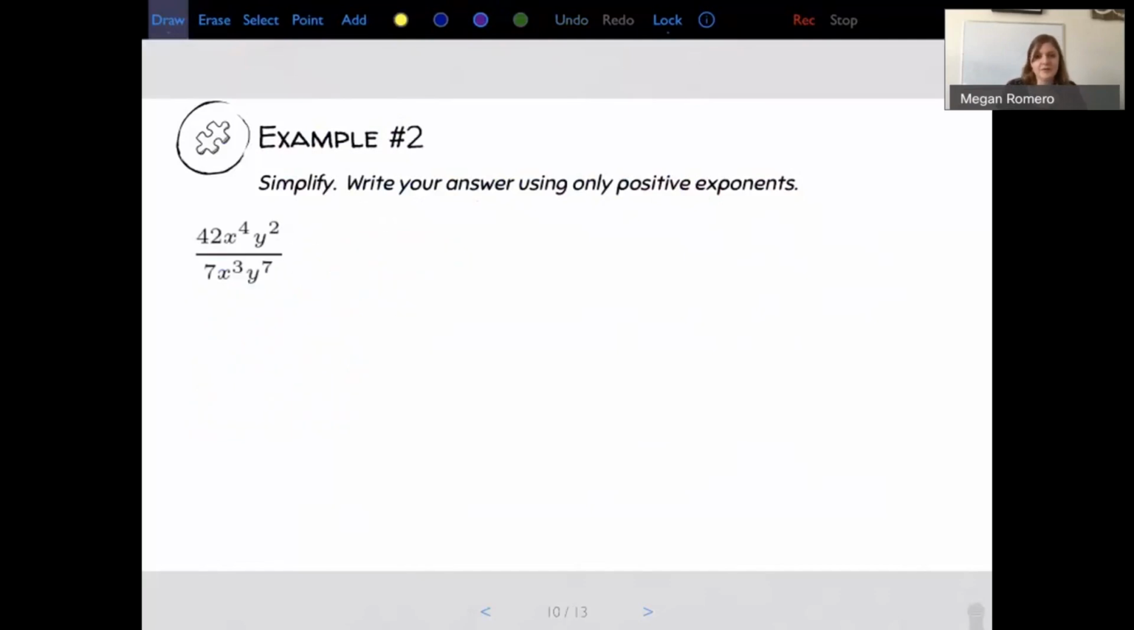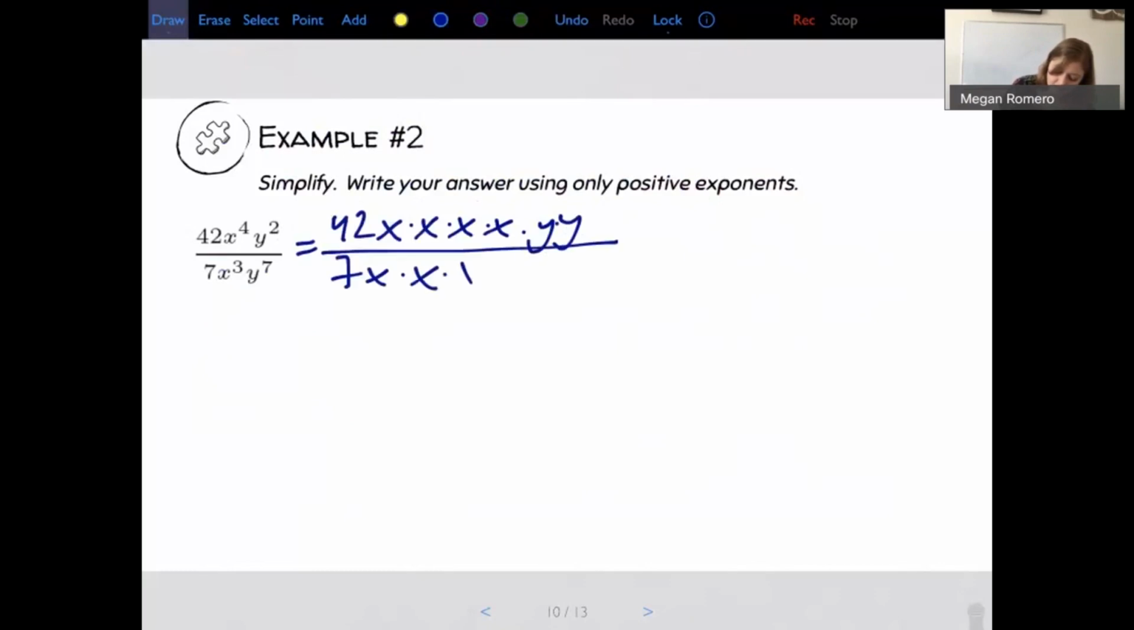Example 2, I'm going to do this problem a couple of different ways. 42 x to the fourth times y squared, divided by 7 x to the third y to the seventh power. So if we write this out, 42 x to the fourth y squared divided by 7 times x to the third y to the seventh.